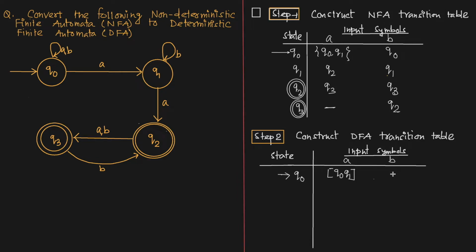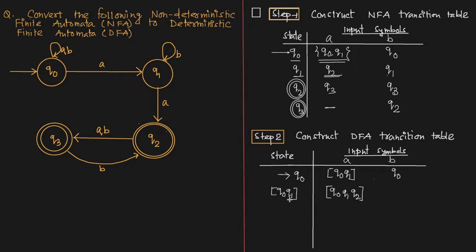Q0 on B is Q0. So the new state is Q0, Q1, and we write it down here. Q0, Q1 on A: this and this, so consider the union, Q0, Q1, Q2. So the union will be Q0, Q1, Q2. This is our new state.